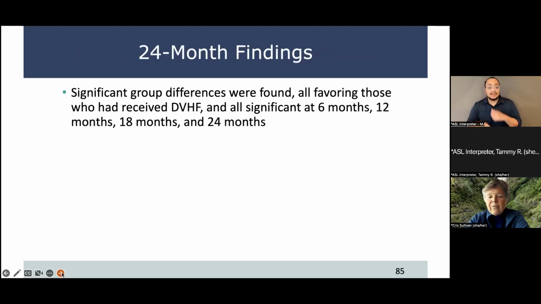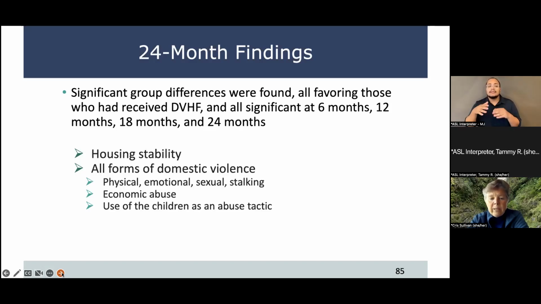So the 24-month findings, significant differences were found, and all of the differences favored those who received DVHF, and all were significant at all of the following time points: at 6 months, 12 months, 18 months, and 24 months. So we were very excited to see this, as we had expected and hypothesized. Those who received DVHF had greater housing stability across all of those time points.